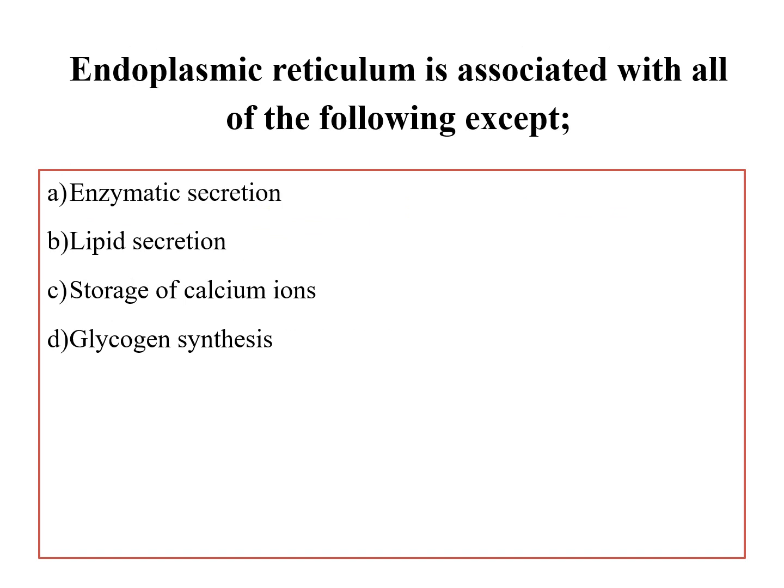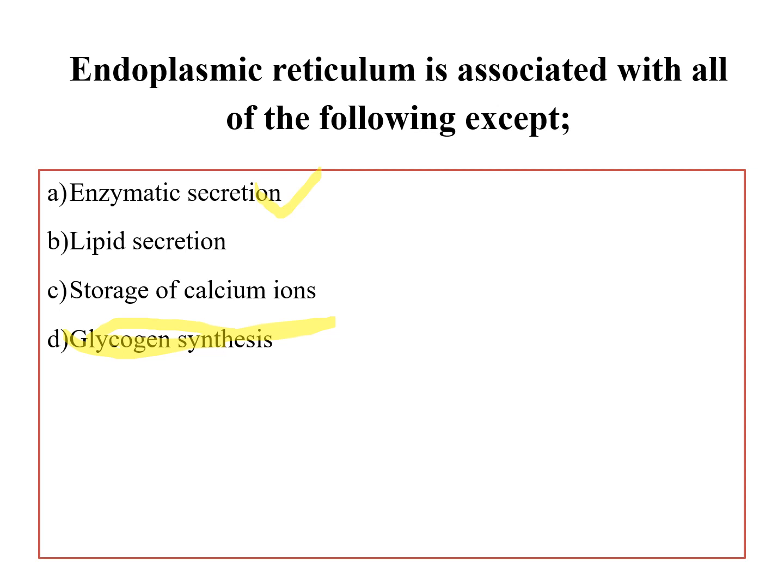Endoplasmic reticulum is associated with all of the following except: enzymatic secretion, lipid secretion, storage of calcium ions, glycogen synthesis. So which is not a function of endoplasmic reticulum? Glycogen synthesis is not a function of endoplasmic reticulum. Enzymatic secretion: enzymes are mostly proteins, so endoplasmic reticulum is associated with protein synthesis. So this is a function of endoplasmic reticulum.